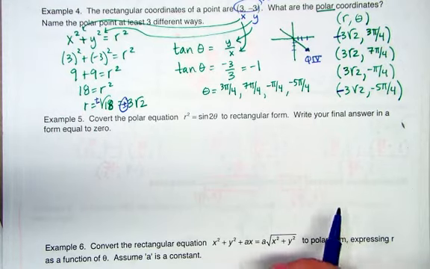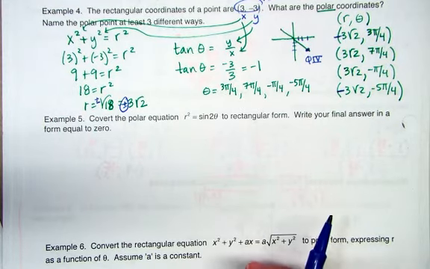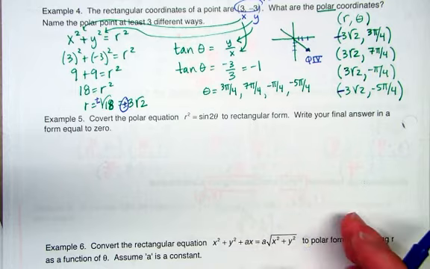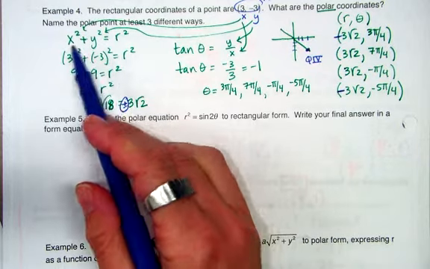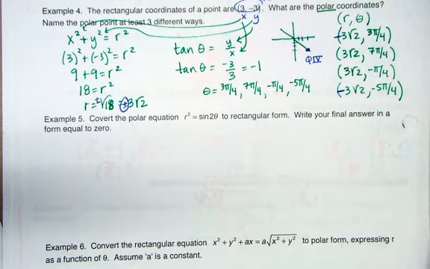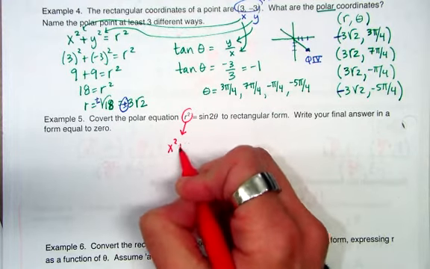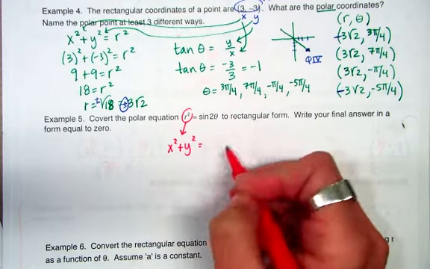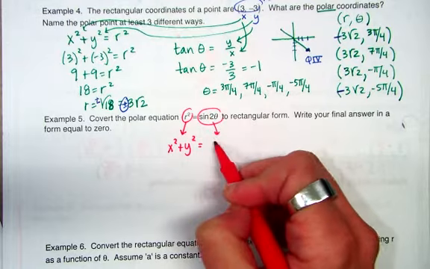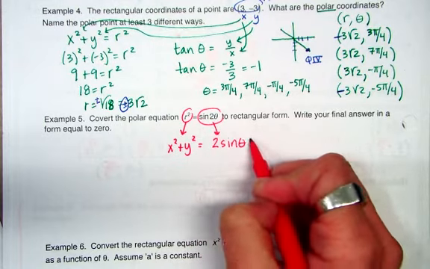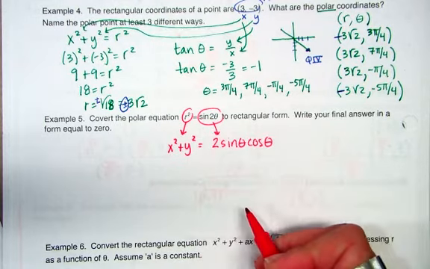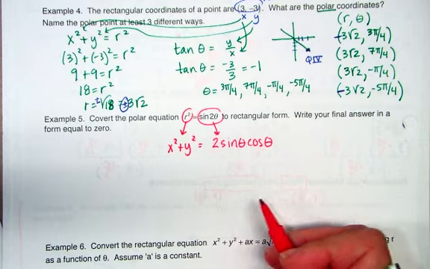But the way we want to replace stuff is by things that we know, right? Well, we know that r squared was equal to x squared plus y squared. So I can start here with r squared being equal to x squared plus y squared. Sine of 2 theta we know is 2 sine theta cosine theta. Can't forget those double angle formulas. And now I need to kind of solve this.